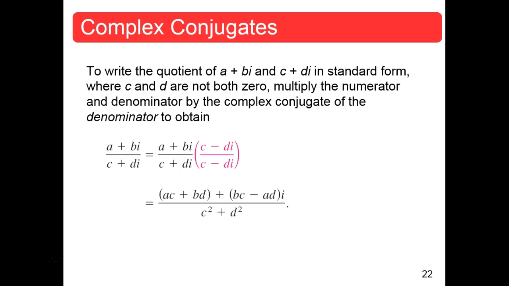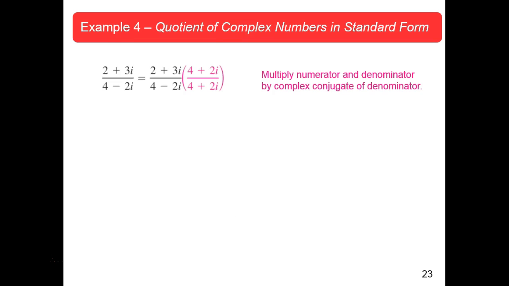What does the denominator become? c squared plus d squared. That's what happens when you multiply by the conjugate. And that's now a real number, and you can divide by real numbers. Whatever this is, divide it by that. Whatever this is, divide it by that. And you have your complex number in standard form.